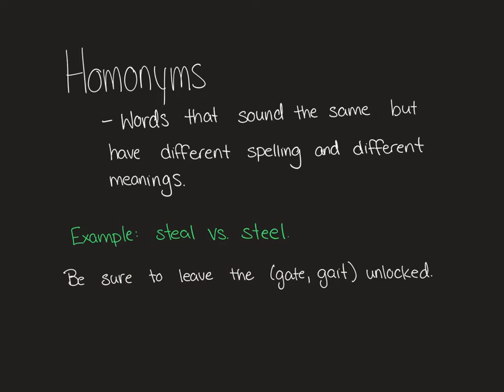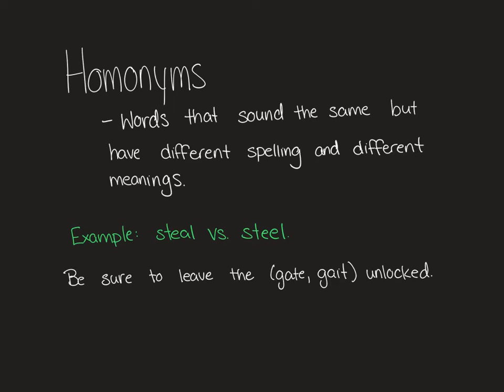If we look at the example that they give us, be sure to leave the gate unlocked. The first gate is part of a fence that you use to open and close to let someone through, whereas the second gait is the gait of a horse when it's running, or kind of the way its feet hit the ground, if it has a smooth gait or a bumpy gait, right? So be sure to leave the gate unlocked.